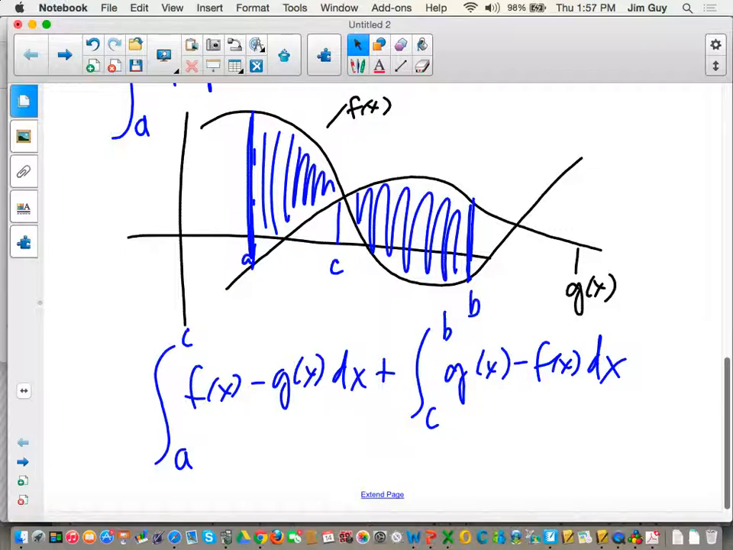Yeah. How do you know which one is the top and which one is the bottom necessarily, because like if you've got just the graph.